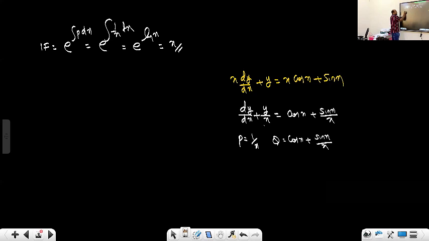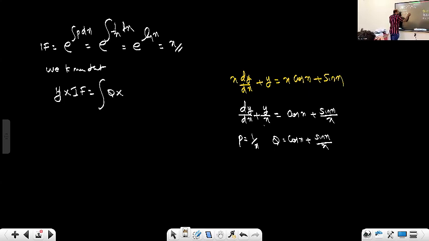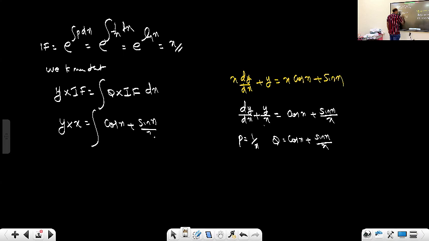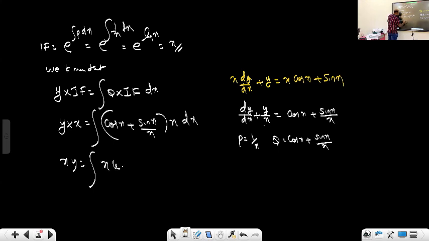Now our result. What is our result? We know that, I'm writing now. In maths people write WKT and all, but in other subjects, if you write it, sometimes they will not accept. y into IF equal to integral Q into IF dx. What is IF? x. What is Q? Bracket is compulsory. Into x, take inside. x cos x plus sin x dx.